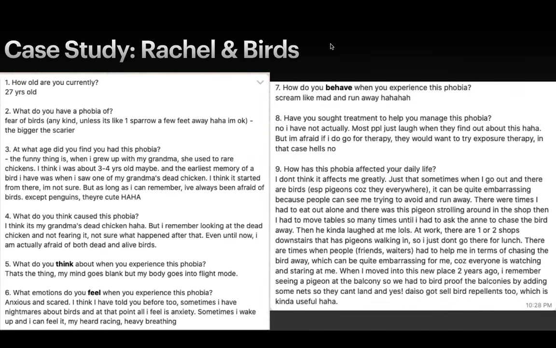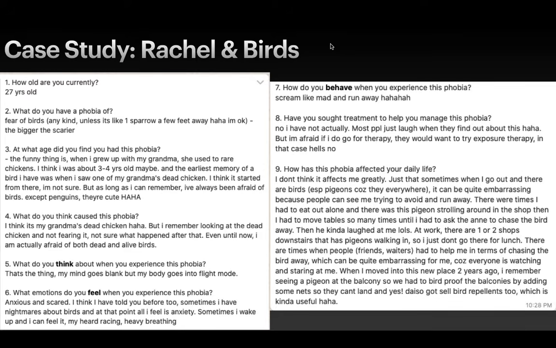Okay. 7, how do you behave when you experience this phobia? She said, scream like mad and run away. Have you sought treatment to help you manage this phobia? No, I have not actually. Most people just laugh when they find out about this. But I'm afraid if I do go for therapy, they would want to try exposure therapy. In that case, hell no, right?